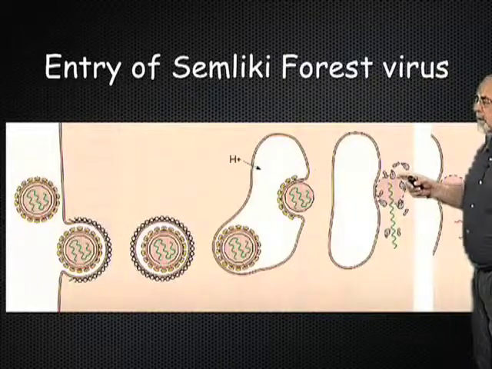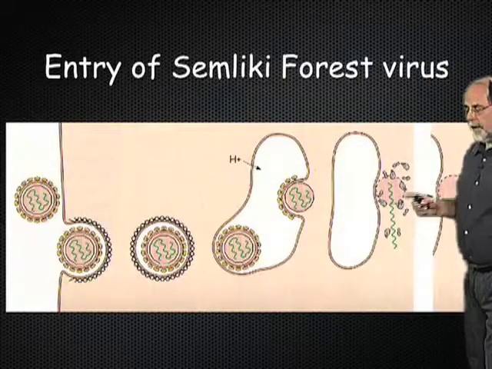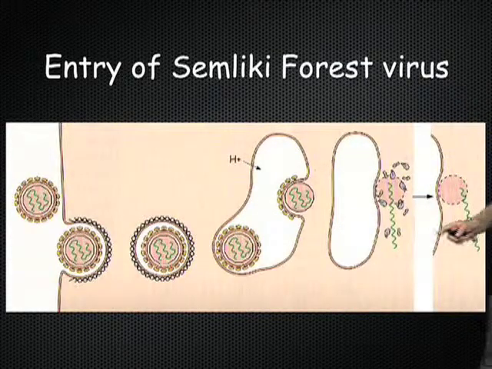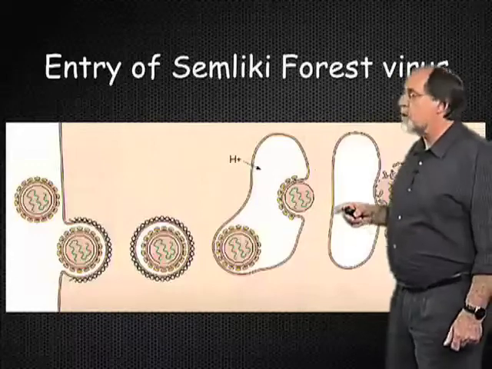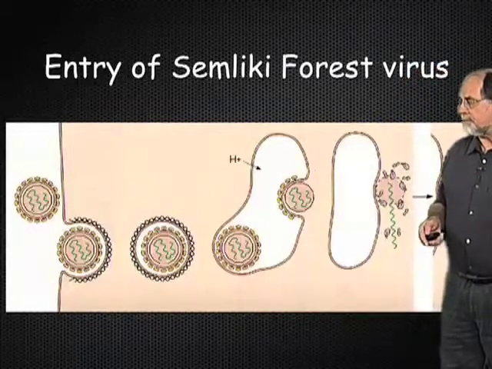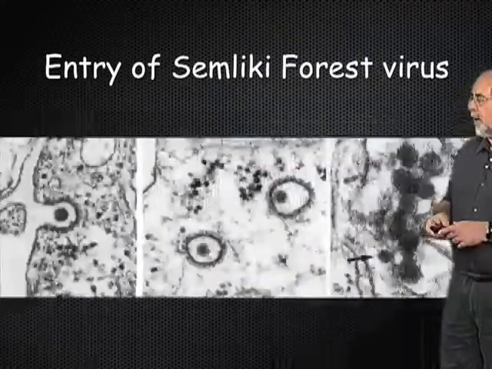That means that the capsid falls apart, the viral RNA is released, and then it is used here as the messenger RNA for the synthesis of the first viral proteins. This is how it looks in an electron microscope.